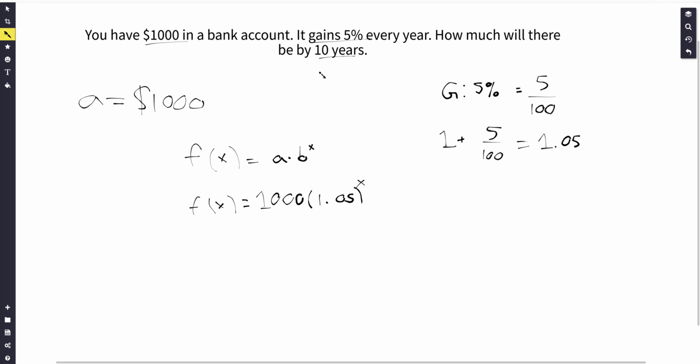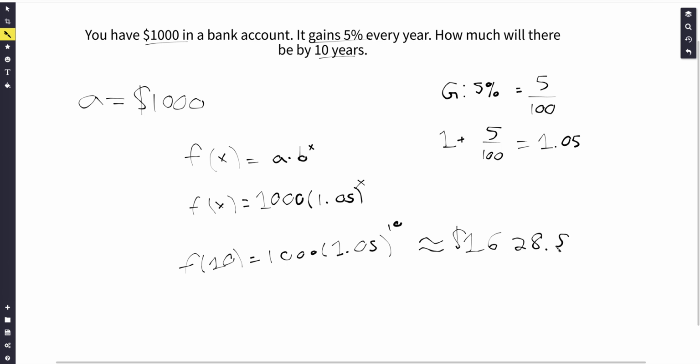So we know it says we need to find how much money will there be in the bank account by 10 years. So all we gotta do is do f of 10 is equal to 1,000 times 1.05 to the power of 10. And I already put these calculations in beforehand, and this usually approximates to $1,628.895. I rounded to 3 decimal places.